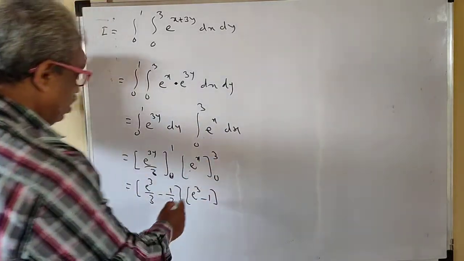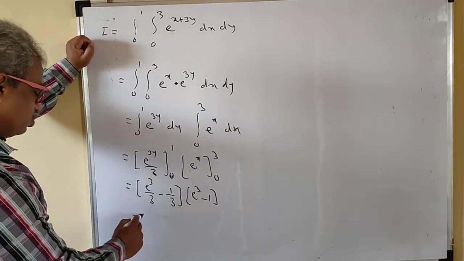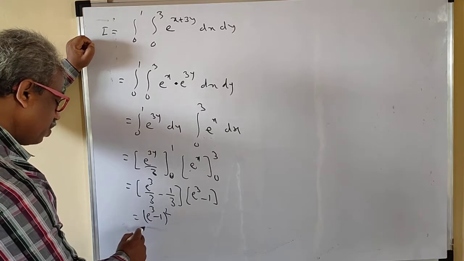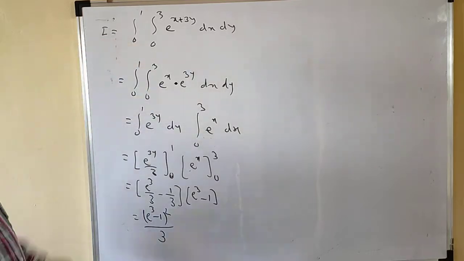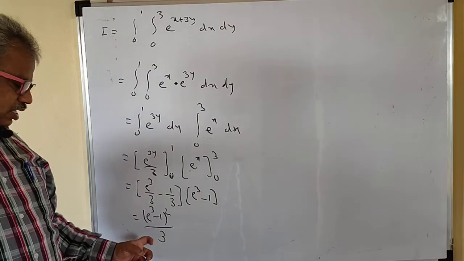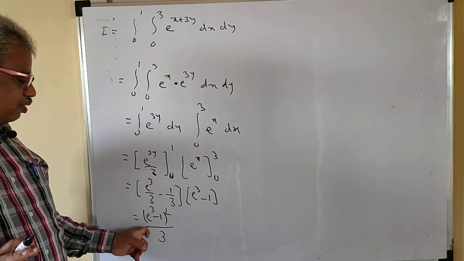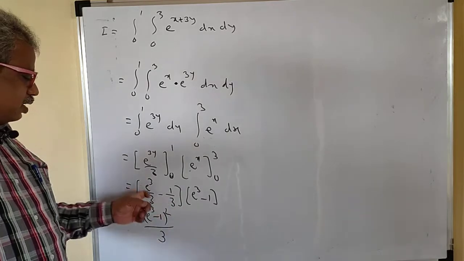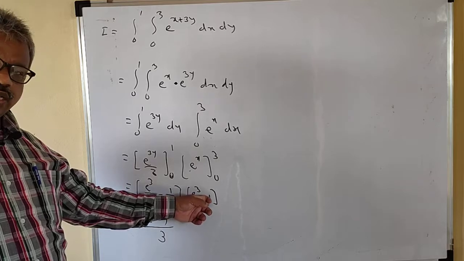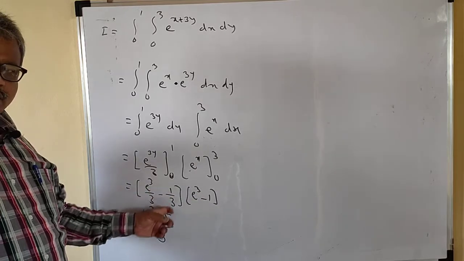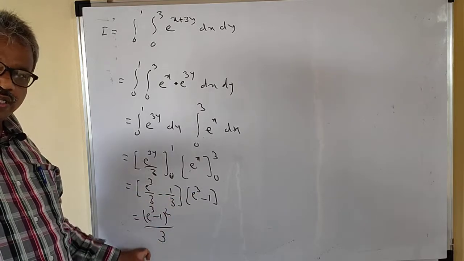So this is nothing but what? This is e raised to 3 minus 1, and this is e raised to 3 minus 1. So that means e raised to 3 minus 1 whole square upon 3. I can write this. Right? If you are not able to write this, then don't write this. Keep this as it is now. But you should be able to write this. This is e cube minus 1 upon 3, and this is e cube minus 1. So a upon 3 into a, that is a square upon 3. Okay?